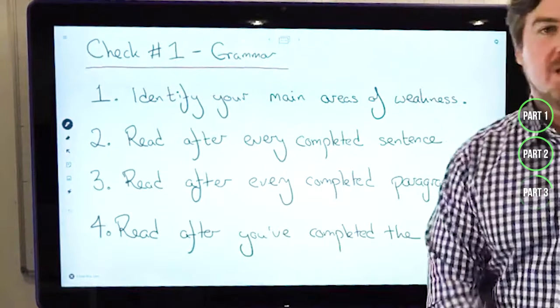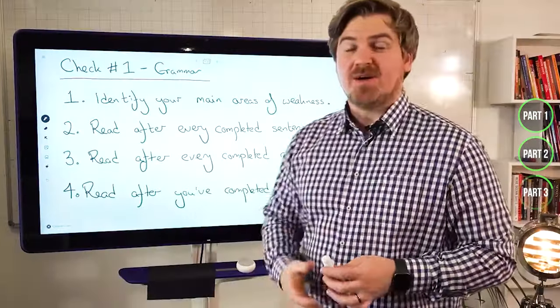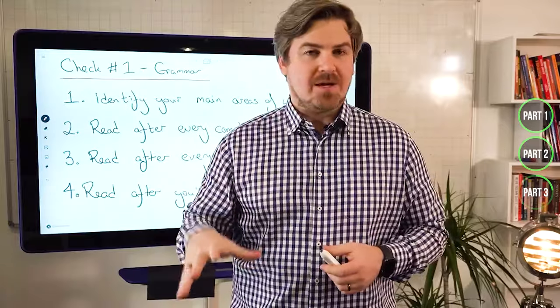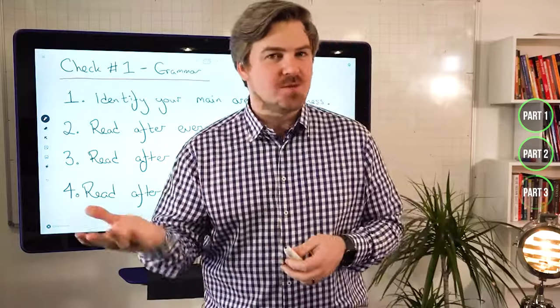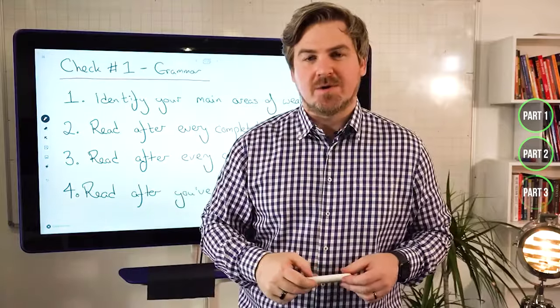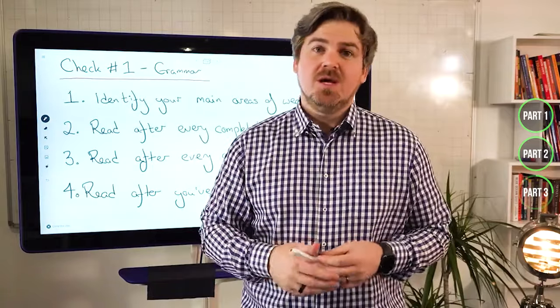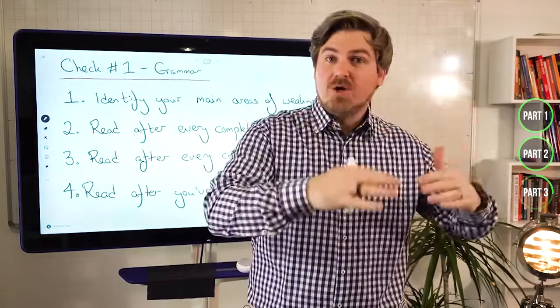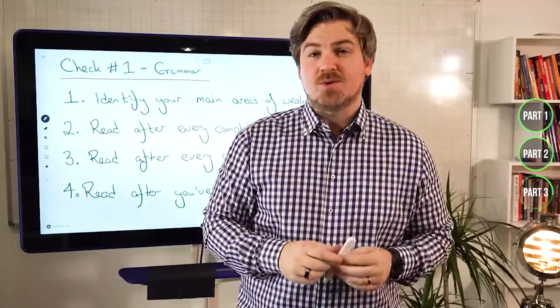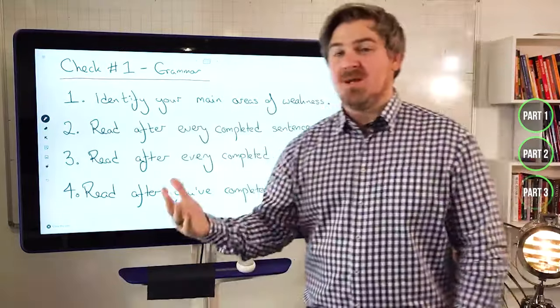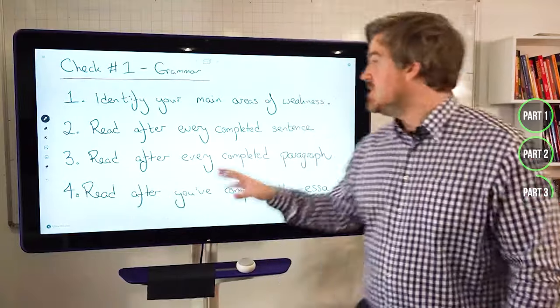So the first check is grammar. Grammar is 25% of your total mark, and those little mistakes all add up. And if you're getting a band 6, which is the most common score that we see for grammar, it's going to lead to you probably getting a 6.5 overall, because it'll probably drop down your coherence and cohesion score as well.